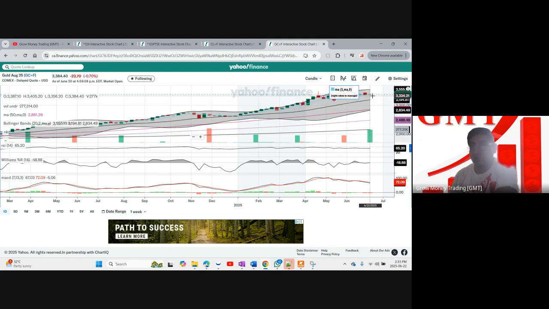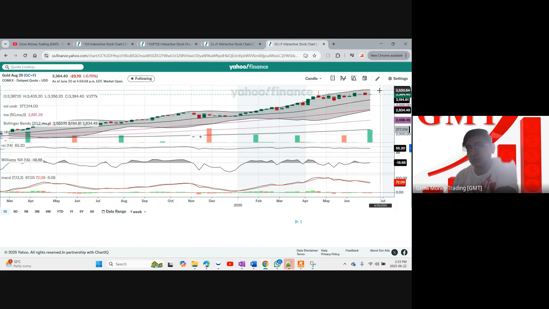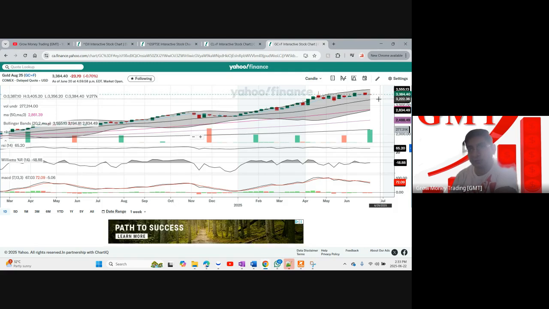If it has correction, then the level to watch for those who would be planning to take new position, the mid Bollinger Band level here is close to 3194. If it moves up, you can expect this level to shift to 3200. So that would be the support level to watch for on a weekly basis.